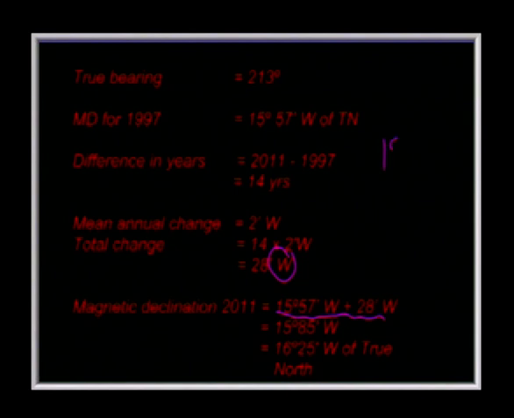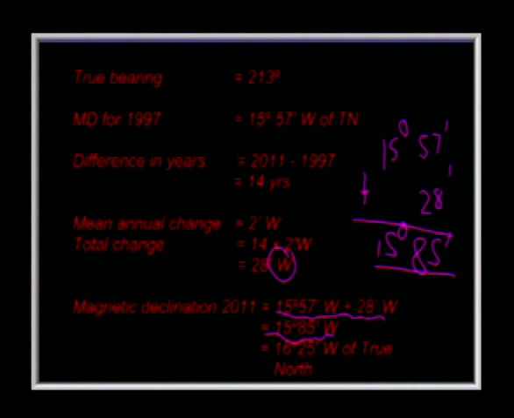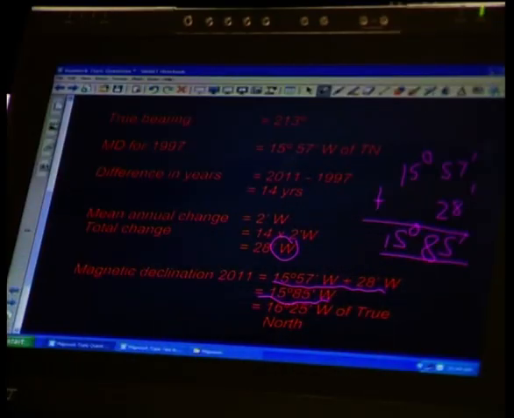All right? 15 degrees, 57 minutes plus 28 minutes. So it makes it easier for you. And obviously you got 15 degrees, you got 85 minutes. Okay? Now this 85 we need to change also. Remember there's 60 minutes in 1 degree. So we say how many times does 60 go into 85?